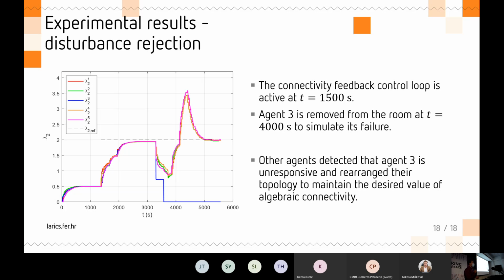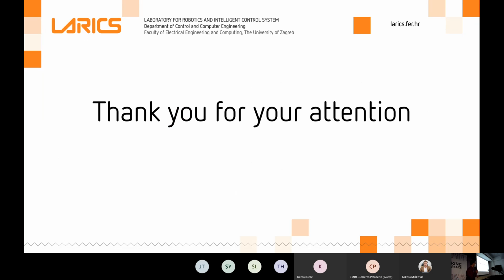So in short, the system is able to estimate the initial topology, it is able to track the desired lambda reference, and then, of course, it is able to detect failed agents and reassemble the links in order to achieve the desired values. So that would be all for me.